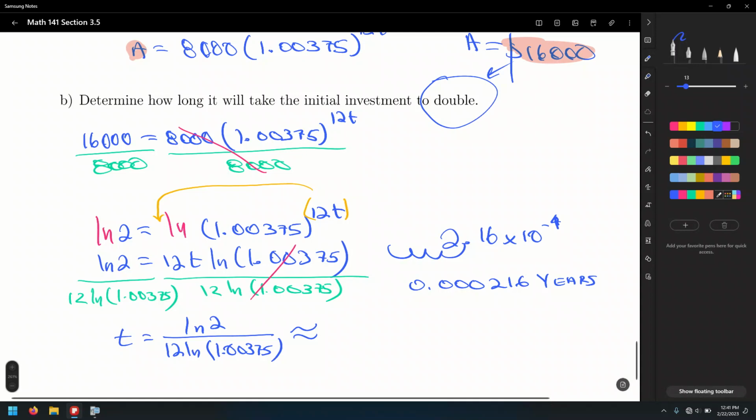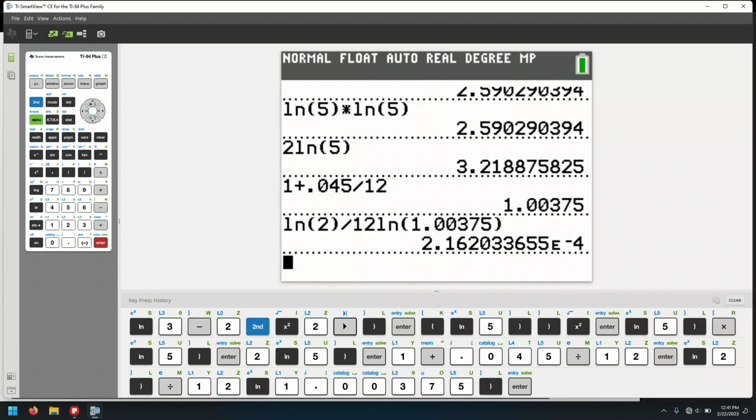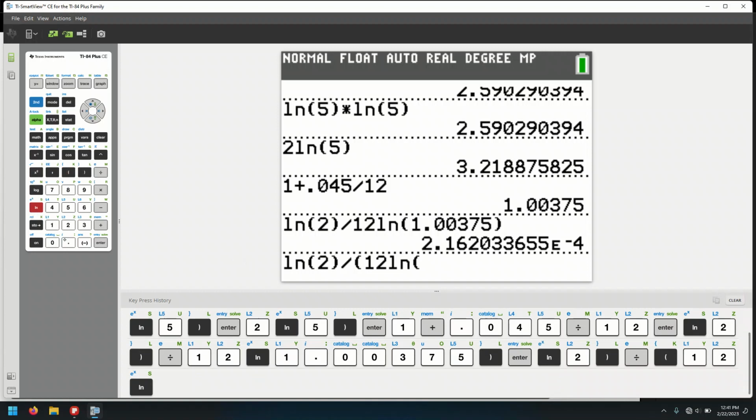So in this case, that's what I did wrongly. Because in this case, you need to make sure to have parentheses around the whole denominator. So I'm going to repeat the calculation: ln of 2 and divide that by, okay, open parentheses first for the overall expression below. That's 12 ln of 1.00375. Close parentheses first for the argument of the natural log, and then close parentheses again for the whole denominator, and see what we get.